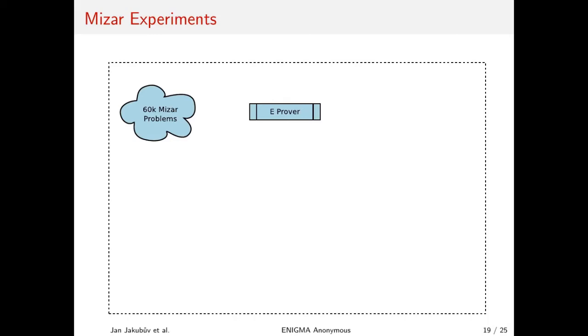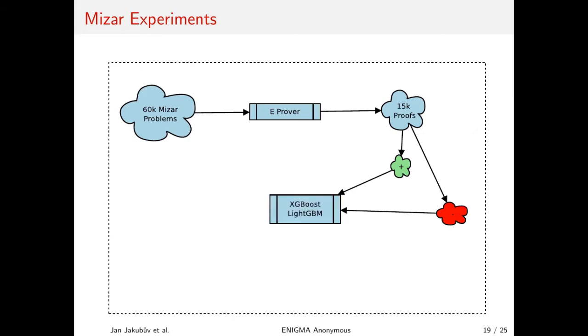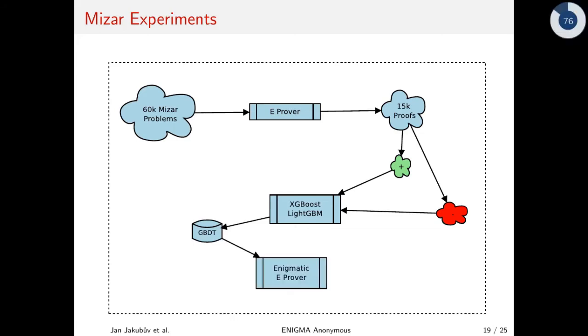So, we have around 60,000 problems and eProver. We use eProver to solve as much as possible and obtain 50,000 proofs. From these, we extract positive and negative training examples and we train XGBoost and LightGBM models. This model is plugged into the eProver, yielding enigmatic eProver with an Enigma model inside.